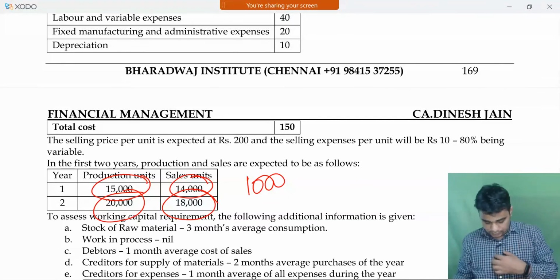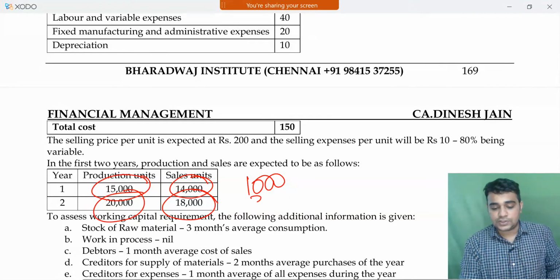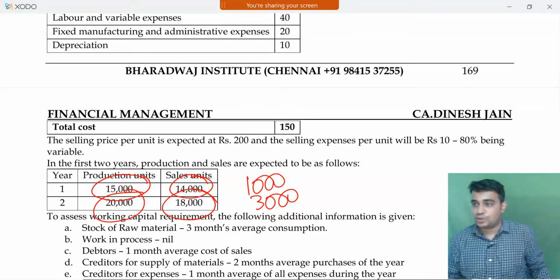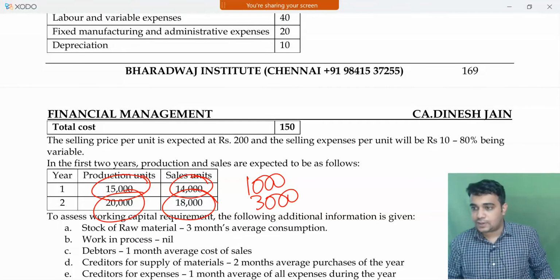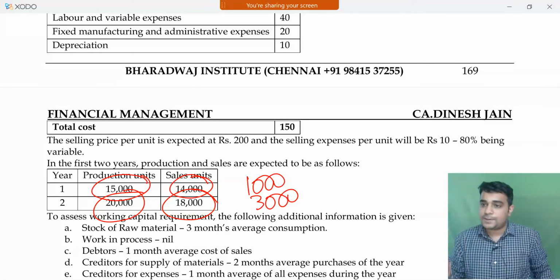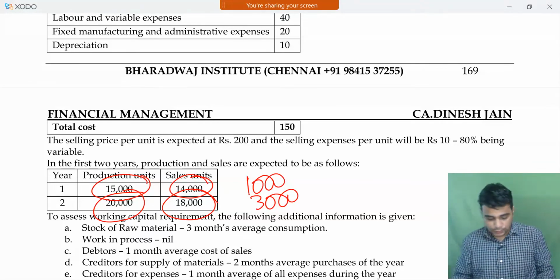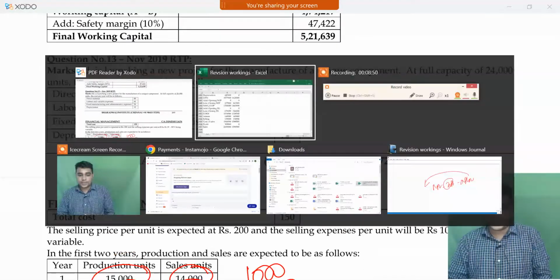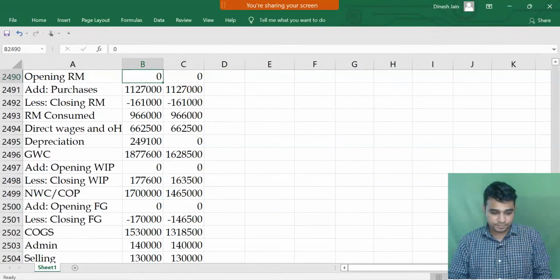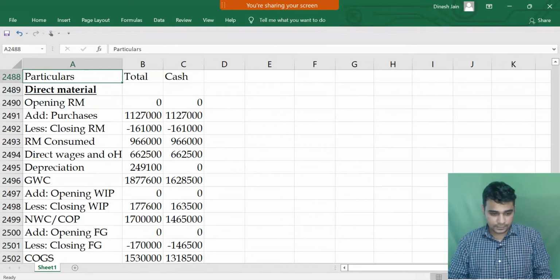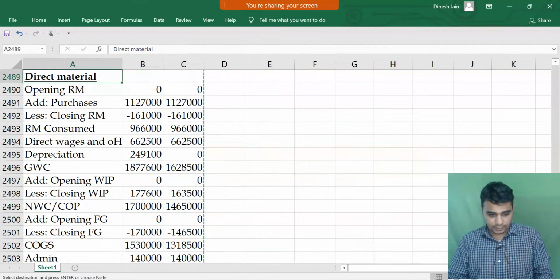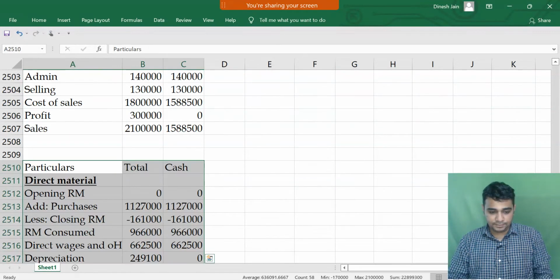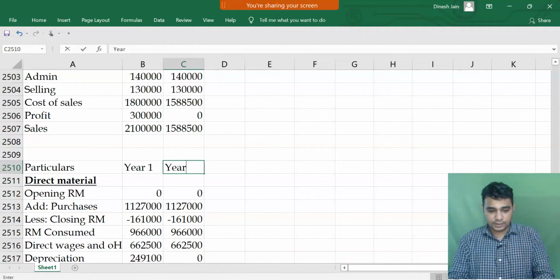What is the closing stock? Closing stock is 3,000, not 2,000. It is 3,000 because there is an opening stock of 1,000. Opening stock plus production minus sales will be the closing stock. Let's do this now. We are required to do it under total approach. It's a new company. Year 1, year 2.